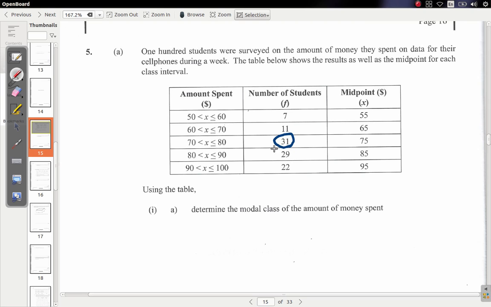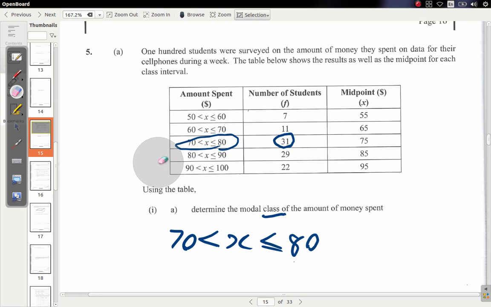But I know this is not the answer, you know. Look for the answer. Determine the modal class. Class means the range of numbers. So here you're going to write down 70 less than, no, let me rewrite it. 70 is less than x and less than or equal to 80. You see? So that's the modal class.